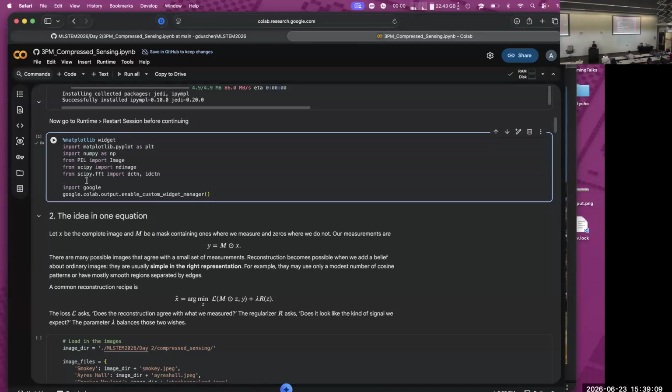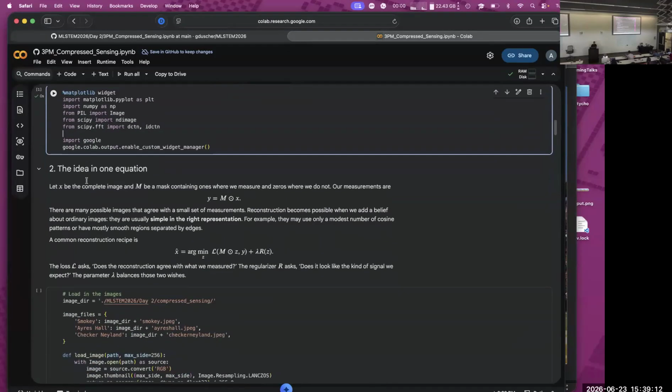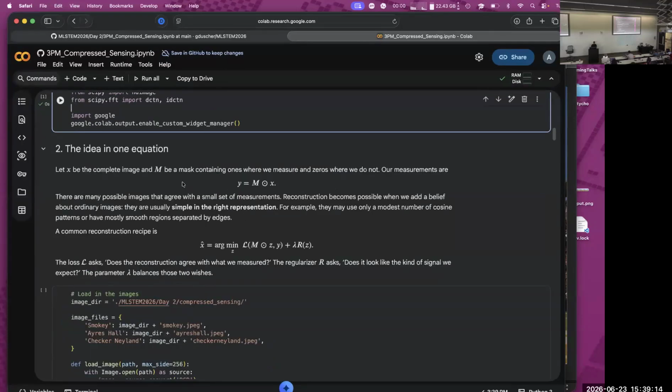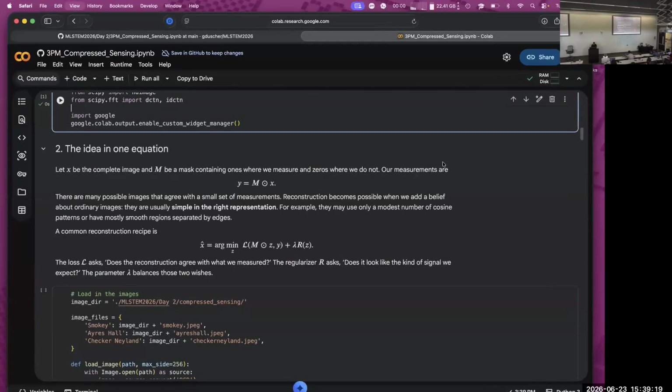Everybody good so far? Awesome. I'll try to make the text a little bigger for our online people.